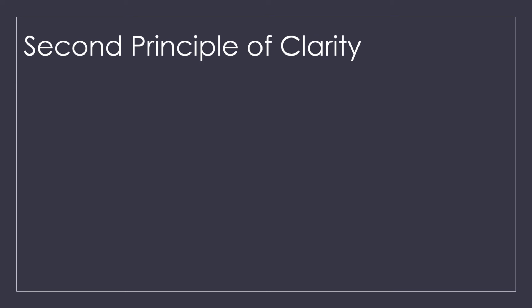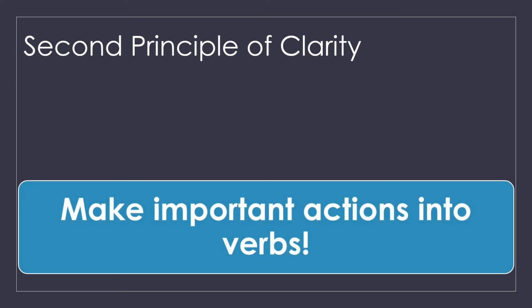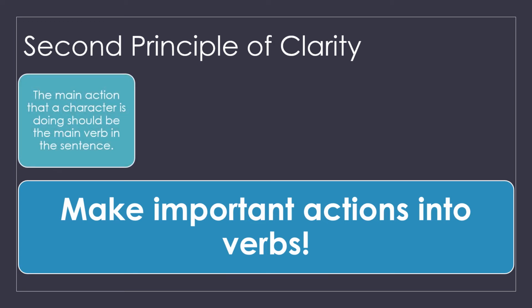Okay, now let's move on to the second principle of clarity. Make important actions into verbs. Just like with the first principle, where we made sure our subjects and main characters are one and the same, the second principle is doing the same thing just with verbs. The main action that a character is doing should be the main verb in the sentence.